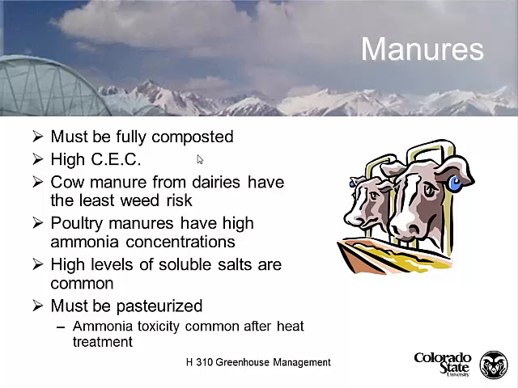Manures, livestock manures must be fully composted. Must be fully composted. The quality of the livestock manures also is related to the species. Cow manure from dairies have the lowest weed risk, lowest weed species, because they feed dairy cattle better quality feed than they feed other bovine livestock.